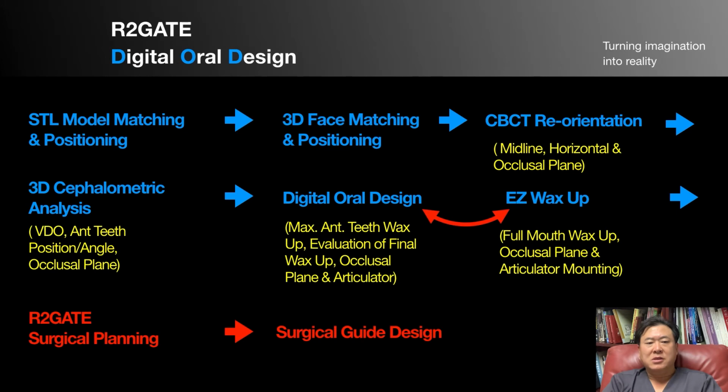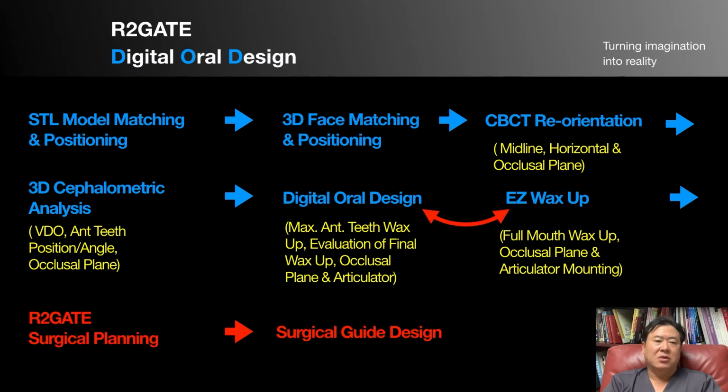Here are the several steps in R2GATE DoD software. First, we do positioning of a study model on the CT scan file. Then we align the 3D facial scan into CT scan. Then we do the reorientation. Next step is Ceph analysis. Then we do the digital oral design.